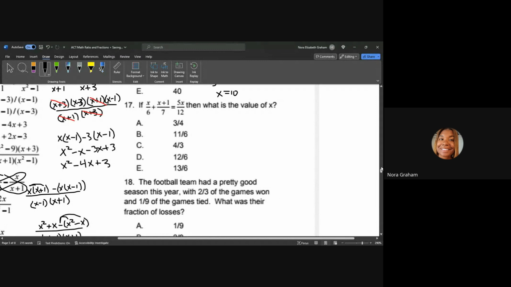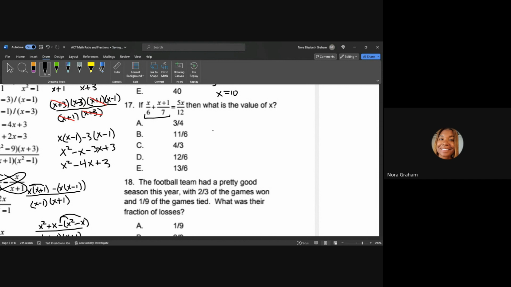Let's do 17. If x over 6 plus x plus 1 over 7 equals 5x over 12, then what is the value of x? Again, we're solving for x. So we kind of want to find a way to get rid of all of our fractions. We could find the least common denominator of all these, but let's try to find an easier way. First, let's combine these two fractions, right? If I multiply my denominators together and then use the cross method that we do for adding fractions, then I can simplify it down a little bit more.